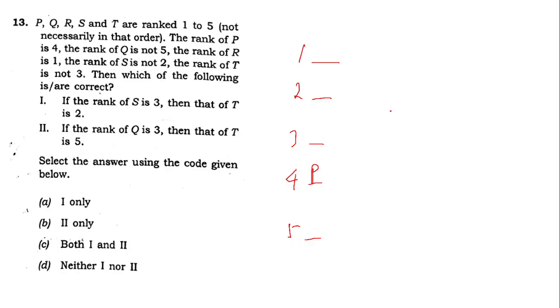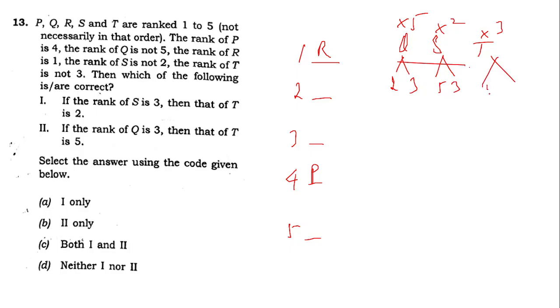Rank of Q is not 5. So Q cannot be 5. Rank of R is 1. So rank of R is 1. Rank of S is not 2. Rank of T is not 3. Okay, then which of the following? So we have 3 spaces and we have 3 letters left. If Q cannot be 5, what is the possibility? It can be 2 or 3. If S cannot be 2, it has to be 5 or 3. If T cannot be 3, it has to be 2 or 5.